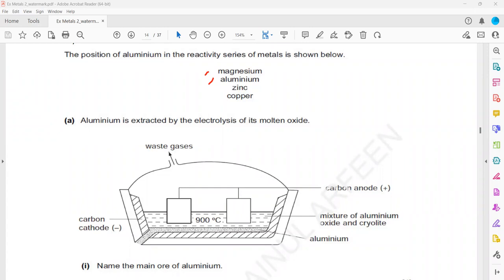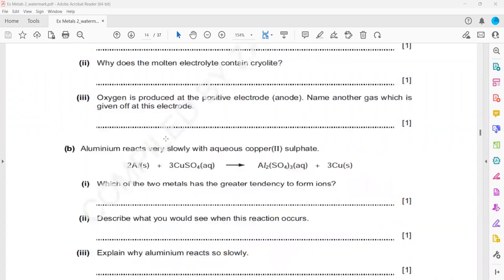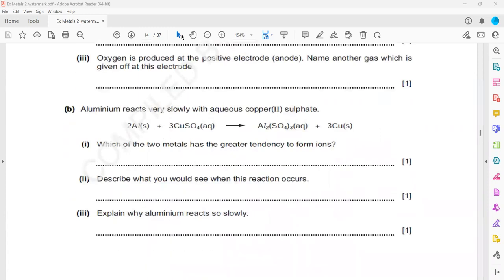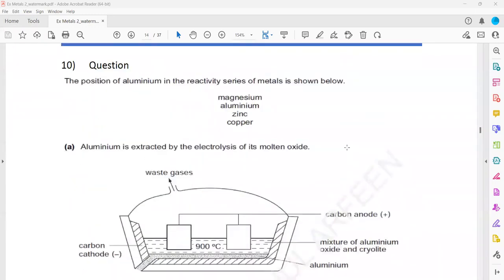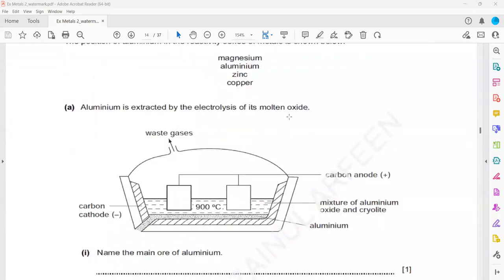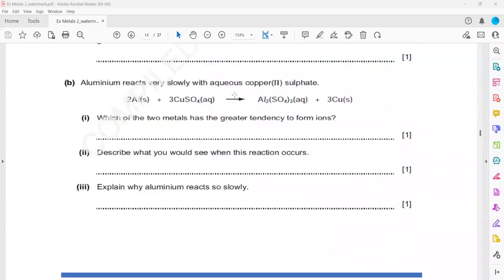But with reference to the question, they asked which of the two metals. Usually when we talk about the reactivity series, magnesium and aluminum are the two. But the question is with reference to this equation. So which of the two metals has a greater tendency to form an ion? Is it aluminum or copper? Aluminum, because the more reactive metal can displace the less reactive one, so it has a tendency to turn into an ion. So aluminum.